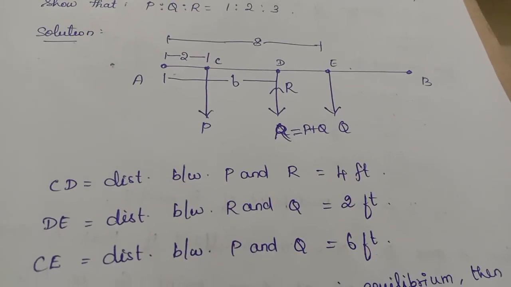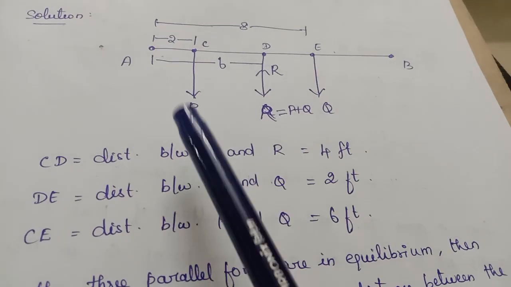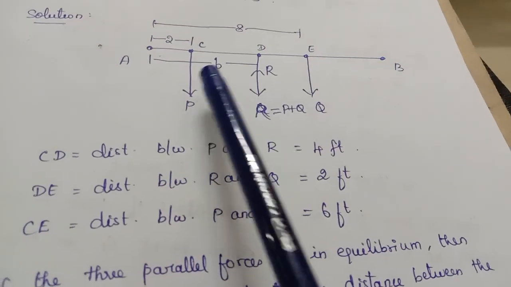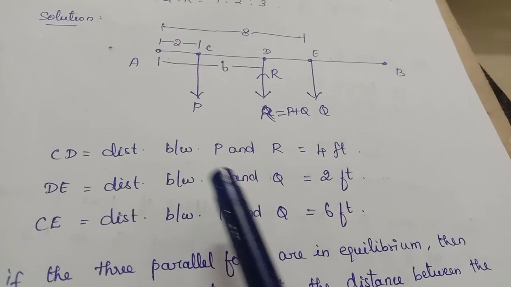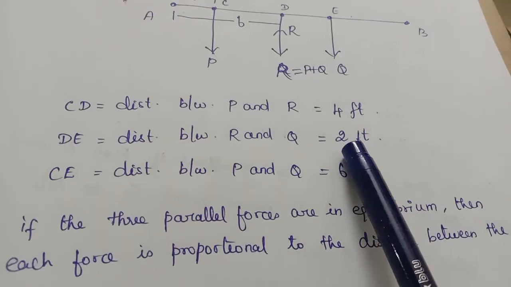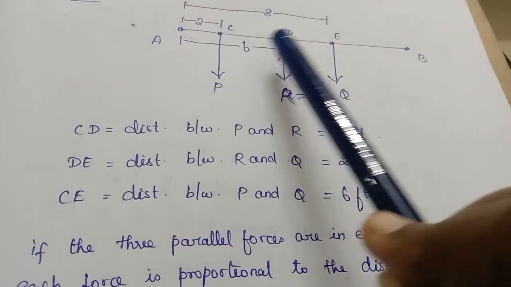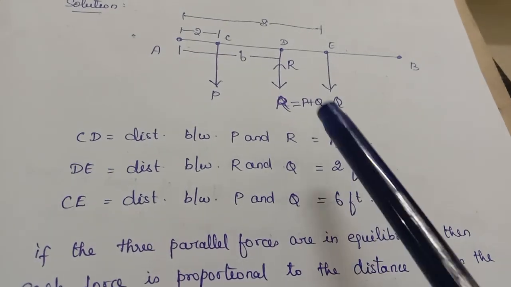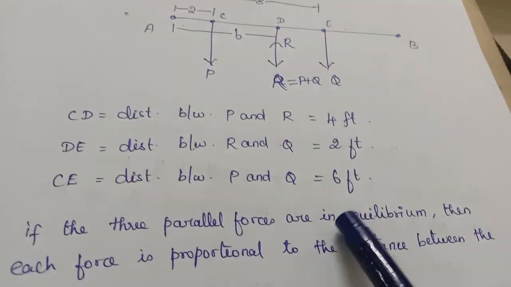Now, what is the distance between the forces? So the distance between the forces is CD. CD is equal to what? 6 minus 2, 4, and DE equal to what? DE equals 2 feet, because 8 minus 6. And CE equals what? 6, because 8 minus 2 equals 6.